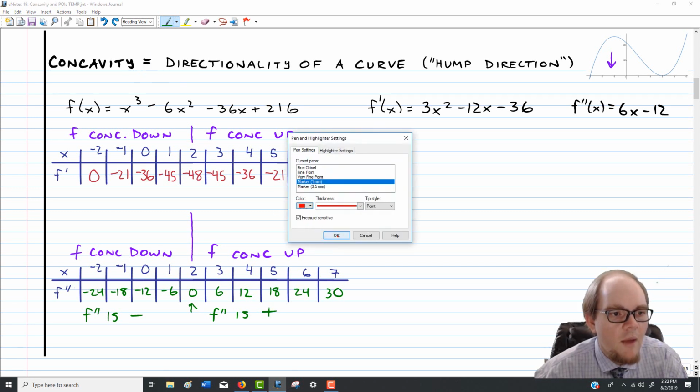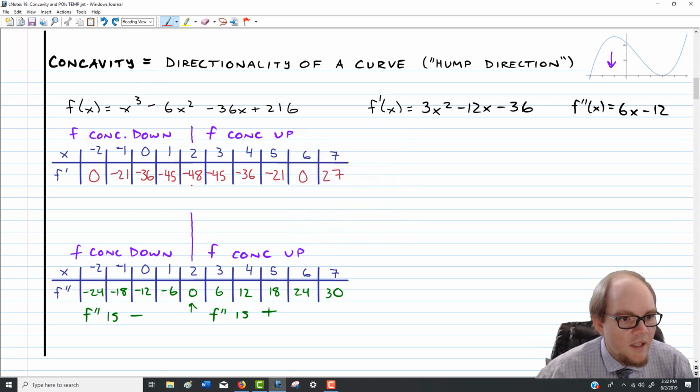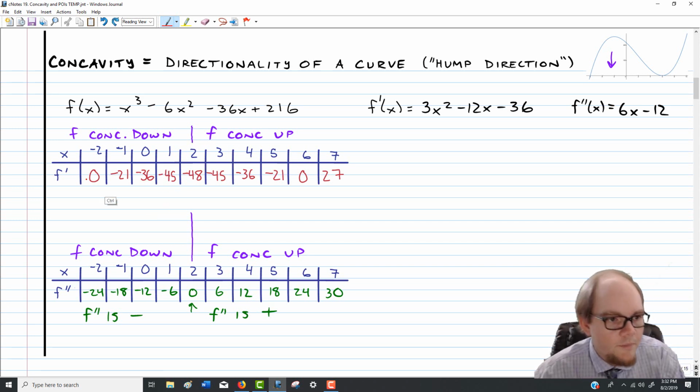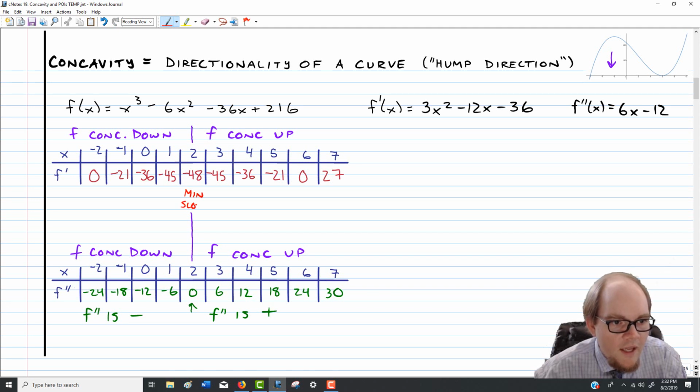So let's see what f prime is telling us. Once again, looking at our values, we know something special is happening at x equals 2, and looking down at all those values, it looks to me like negative 48, the slope of f at 2, is actually the minimum value. So it looks like f has its minimum slope at x equals 2.